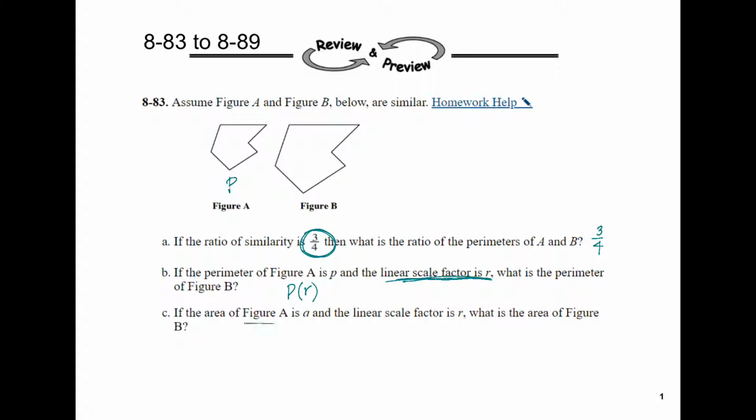If the area of figure A is A and our linear scale factor is R, what is the area of figure B? So we take the area of figure A. When we talk about linear scale factor, we're talking about one-dimensional, but area is two-dimensional. So we need to multiply the area by the linear scale factor squared. So A times R squared would give us the area of figure B.